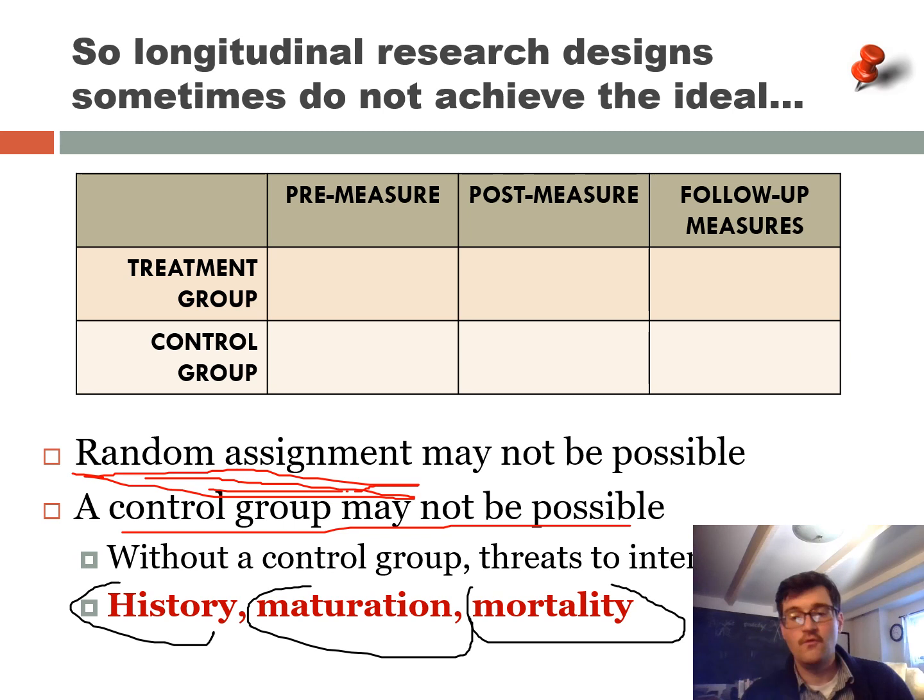So again, the control group can help us to rule this out, right? If we see the same kinds of changes in both the control and the experimental group, again, then we have a pretty good idea that it's not the treatment that's causing any differences.